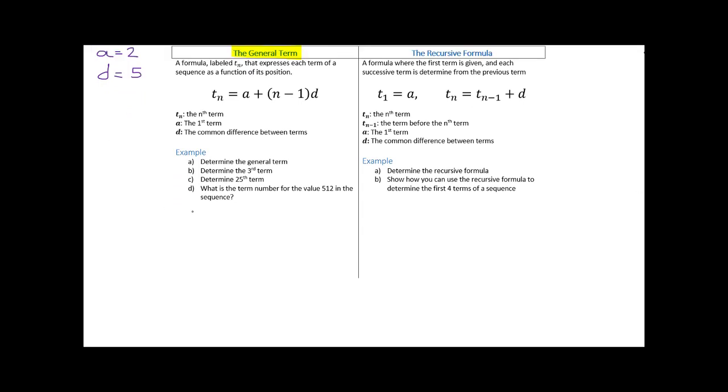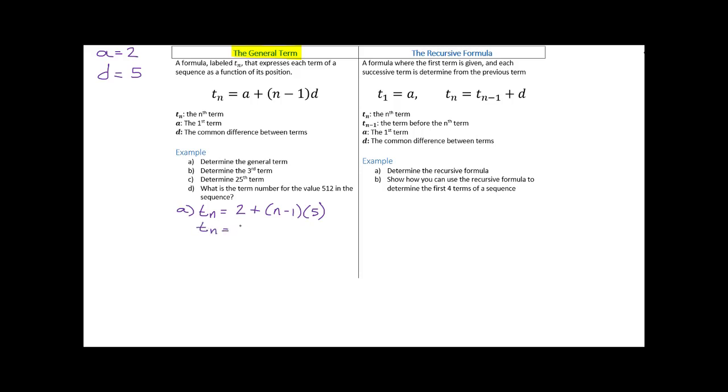All right, so let's do A. What is the general term? Well, we're going to take this formula right here, and we're just going to fill in A and D. So let's just replace in that formula. So Tn, the general term, is A, the starting term, 2, plus n minus 1 times D. Now notice we're not replacing n, because n will represent the term number when we're actually using this and solving and using it for some things.